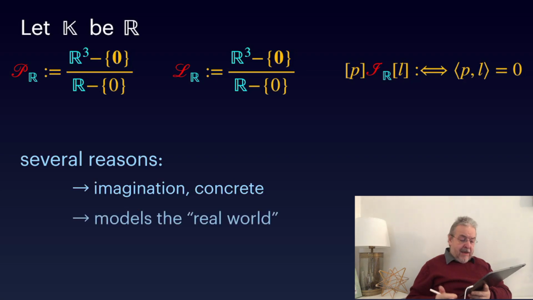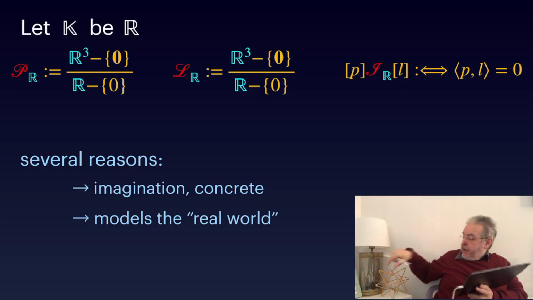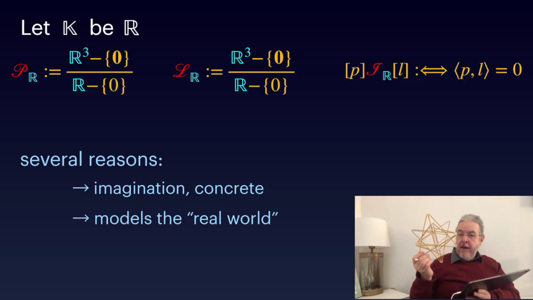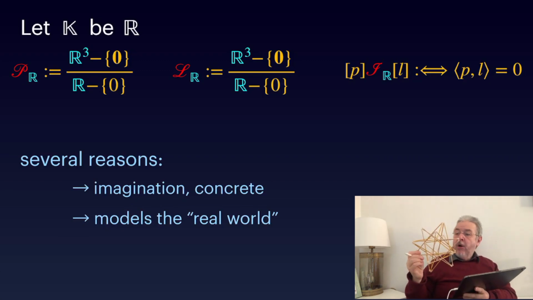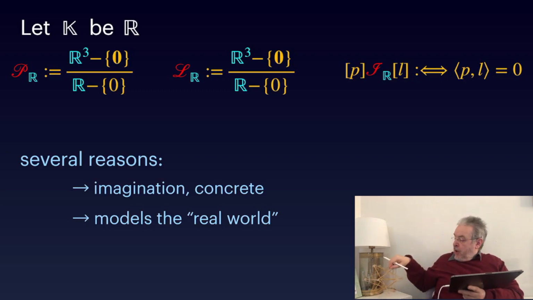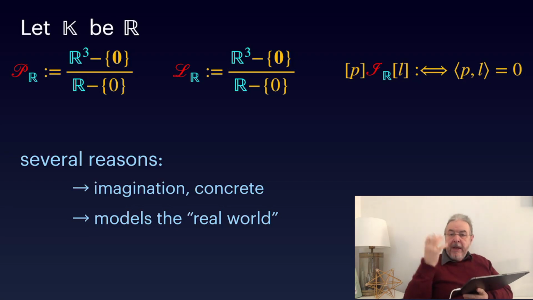With that comes something else. At least to a certain extent, the real numbers form a model of the real world. So if we deal with structures in 3D, like for instance my model that I'm having here in the background, the vertices of that model are points in real 3-space, and the edges of that model are lines in real 3-space. So talking about the real numbers always refers to talking about real objects.